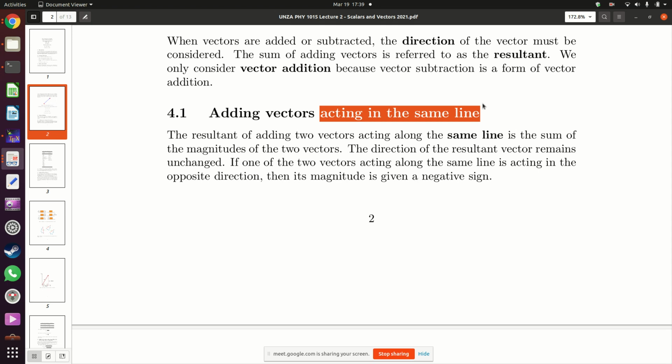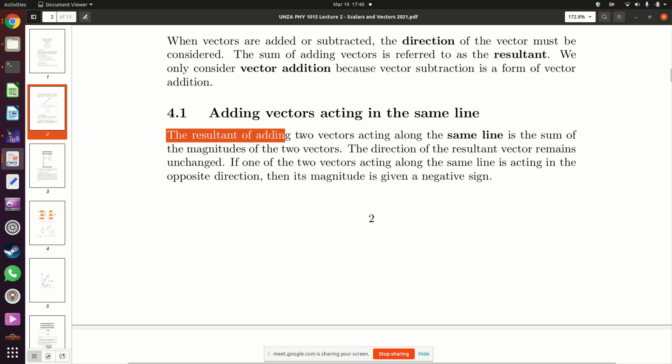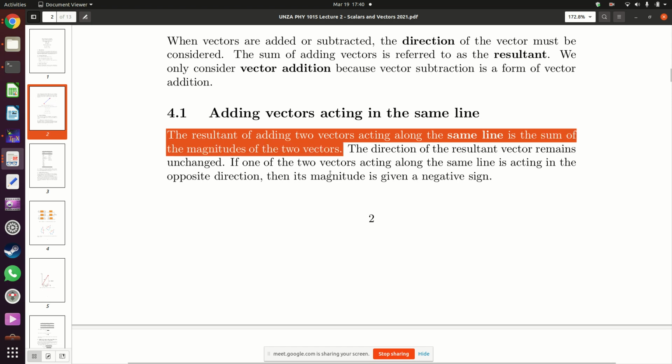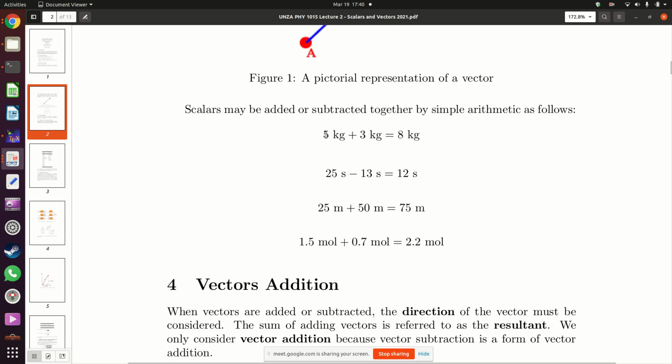The following is the rule, and this is why we come up with components. The resultant of adding two vectors acting along the same line is the sum of the magnitudes of the two vectors. If you add them, the resultant is going to be the sum of the sizes of those vectors, the same way we're adding the masses here. If this was a displacement, you would say 25 meters plus 25 meters, and then the resultant is going to have a displacement of 75 meters.